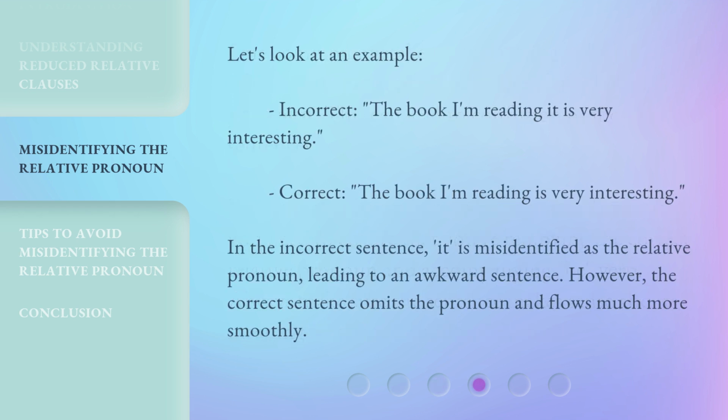Let's look at an example. Incorrect: "The book I'm reading it is very interesting." Correct: "The book I'm reading is very interesting." In the incorrect sentence, "it" is misidentified as the relative pronoun, leading to an awkward sentence. However, the correct sentence omits the pronoun and flows much more smoothly.